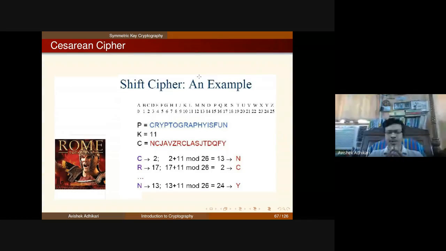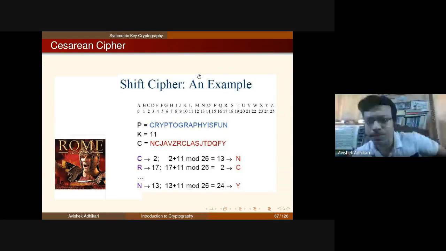Now, being a student of mathematics, my question is, how will you explain the whole scheme, the encryption as well as the decryption scheme, using group theory? So any idea? Can you explain a bit? How will you explain?